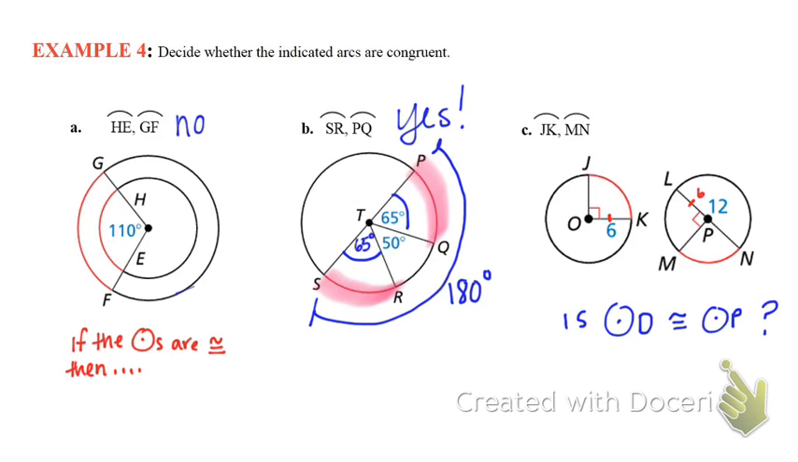Now I can look and see, do they have the same central angle? So they do have the same central angle, right? They both have a 90-degree angle. And therefore, JK should be congruent to MN. And this also is a 90-degree angle right there. So this one is also a yes.